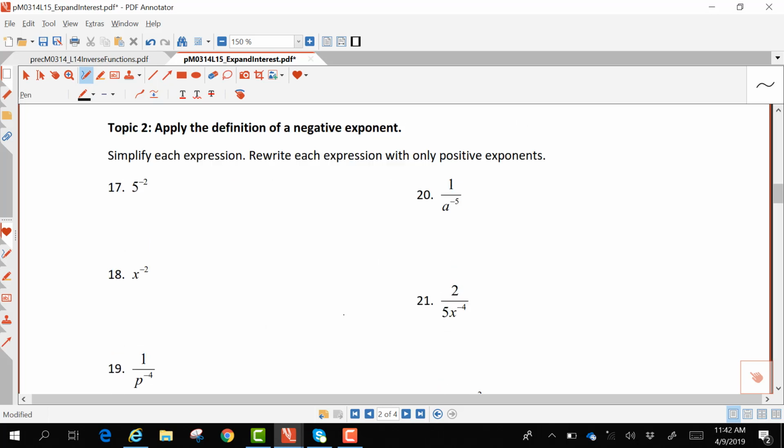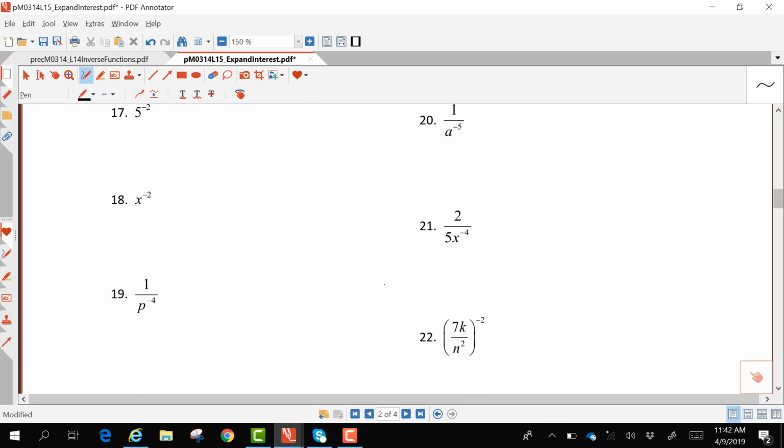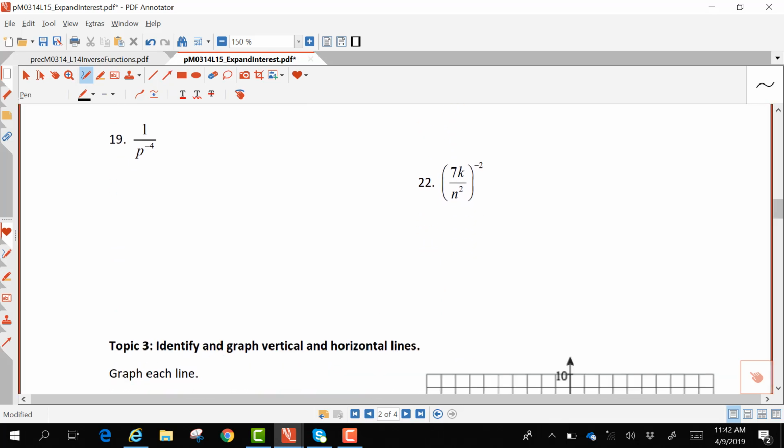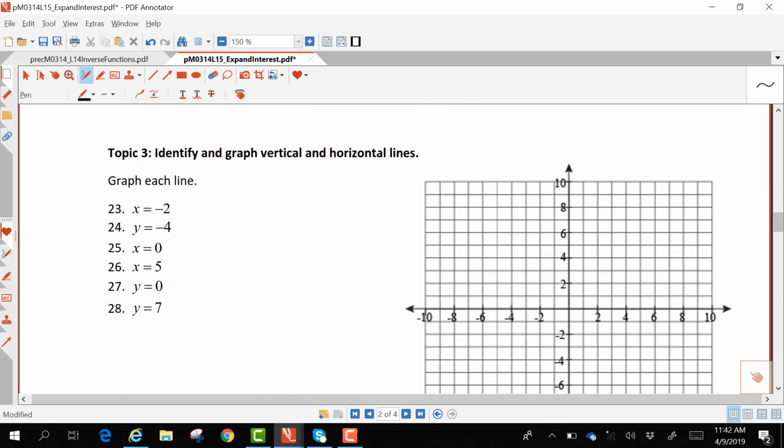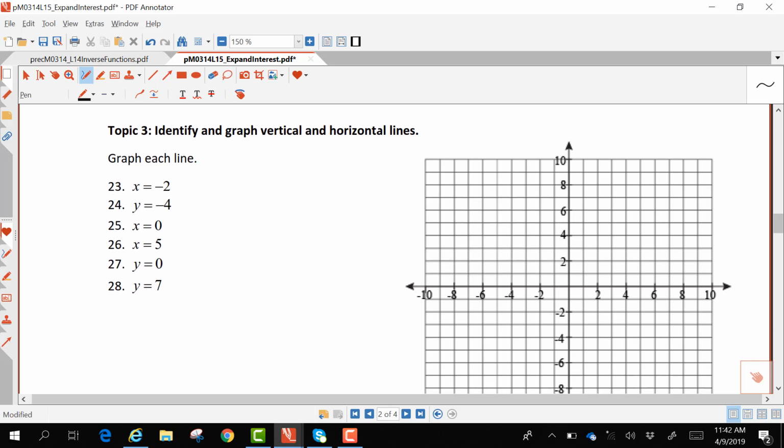I believe you will be fine in topic 2 by looking over my handwritten notes. And in topic 3, I'm sure you're already comfortable with this, but we need to review this briefly because you will need these horizontal and vertical lines as you move forward through this chapter.